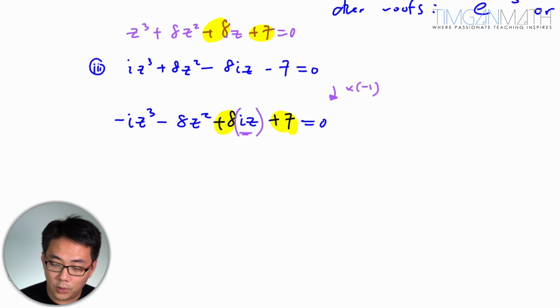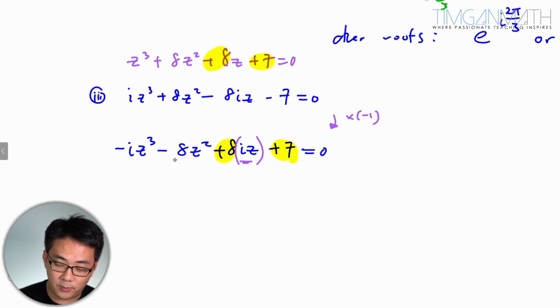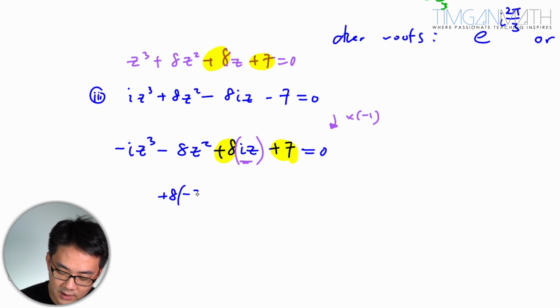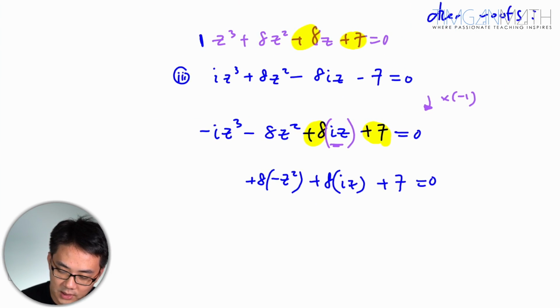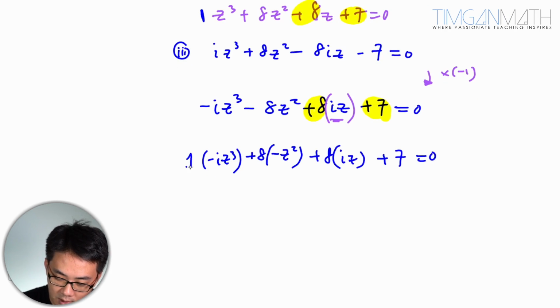Okay? Then if you are not very confident that this is positive 8, what you can do is actually rearrange this. This will be plus 8 minus z squared. Then same thing, you bracket this, because you need this to be 1z cubed. So you just push it in. Don't care, push it in. Okay, like that. So you make the coefficient here 1.